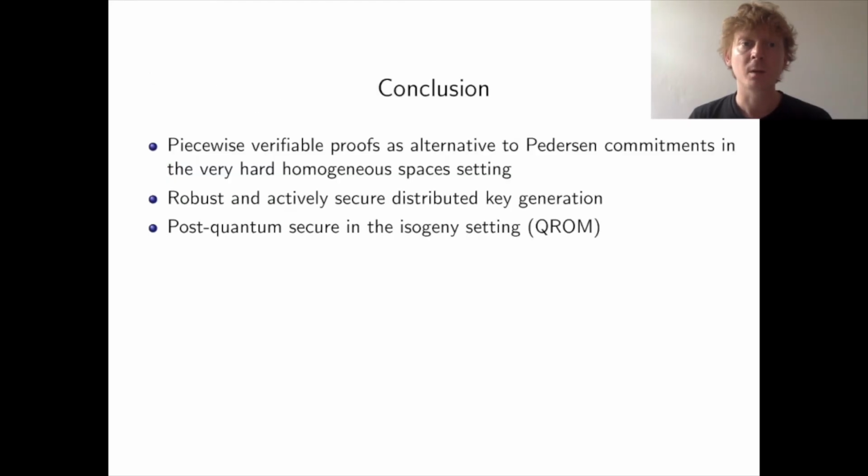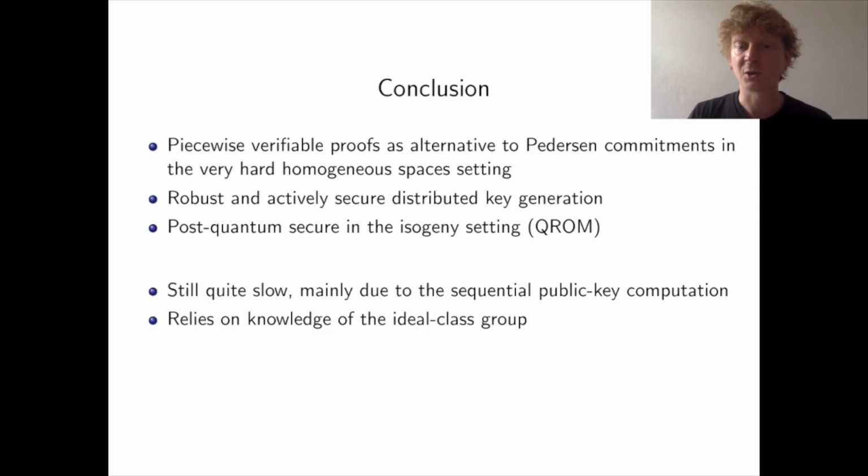To conclude, we introduced piecewise verifiable proofs as an alternative to Pedersen commitments in the very hard homogeneous spaces setting. Using these and standard zero-knowledge proofs, we were able to build a robust and actively secure distributed key generation scheme that is proven to be post-quantum secure in the quantum random oracle model if it's instantiated with isogenies. One main drawback is that the protocol is quite slow, which is mainly due to the sequential public key computation step that relies heavily on zero-knowledge proofs. So one open question is, of course, if the cost of the protocol can be further reduced somehow.